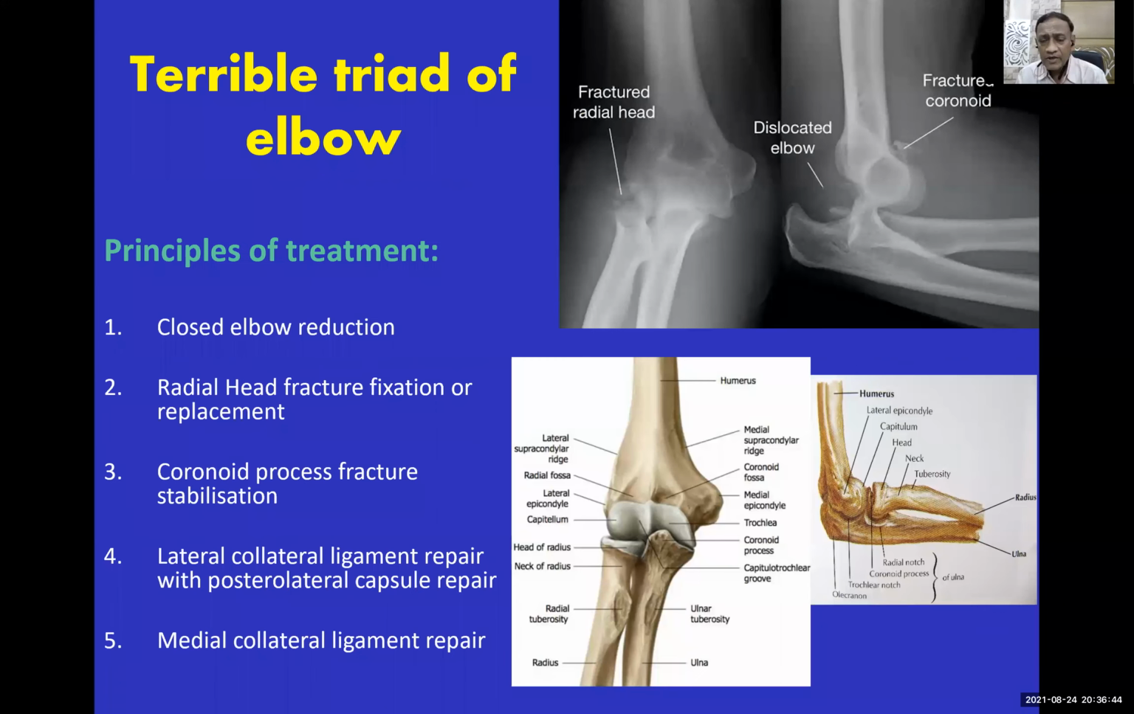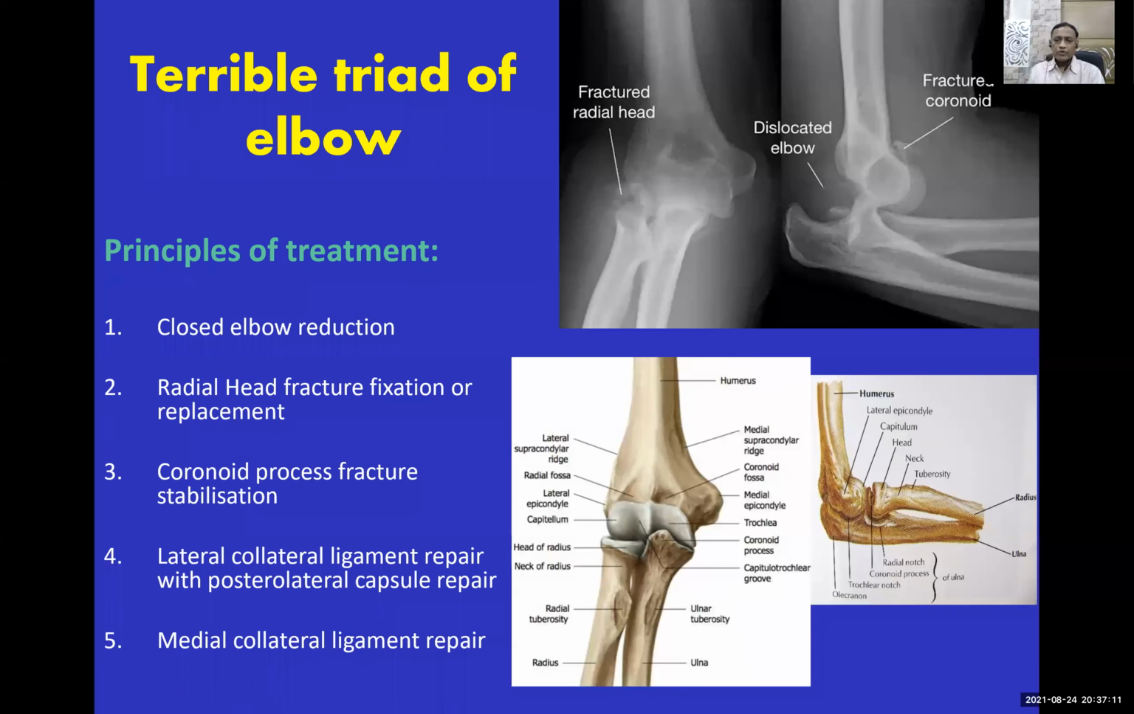Then coming to the elbow, this is another popular question: the terrible triad of the elbow. What is the triad? There's a dislocation of the elbow, a fracture of the head of the radius, and a fracture of the coronoid process. Now, how will you treat it? You have to reduce it by a closed method. The radial head should be fixed or replaced with a prosthesis, and the coronoid fracture should be stabilized.